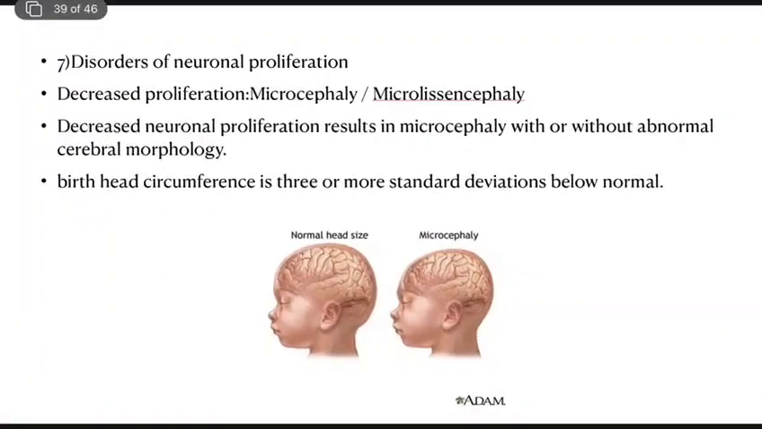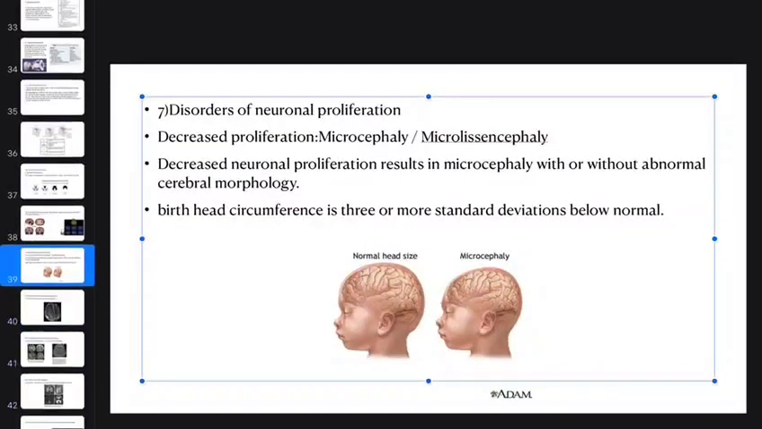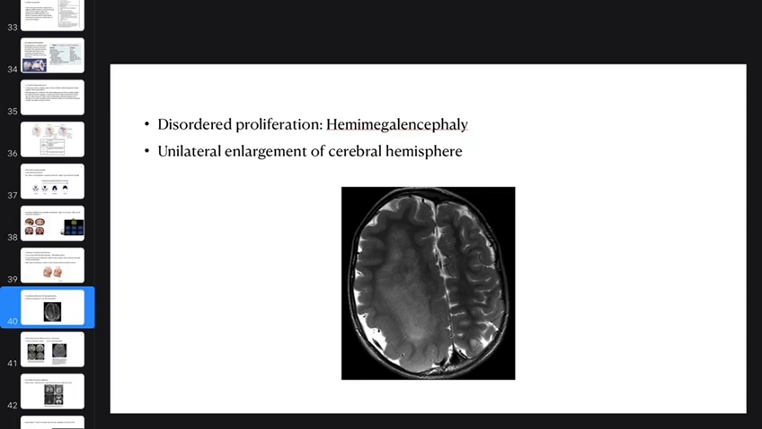Next, coming to the disorders of neuronal proliferation. Decreased proliferation will lead to microcephaly or microlissencephaly, and decreased neuronal proliferation results in microcephaly with or without abnormal cerebral morphology. Birth head circumference is 3 or more standard deviations below the normal. Then disorders of proliferation, that is hemimegalencephaly, which is unilateral enlargement of the cerebral hemisphere.